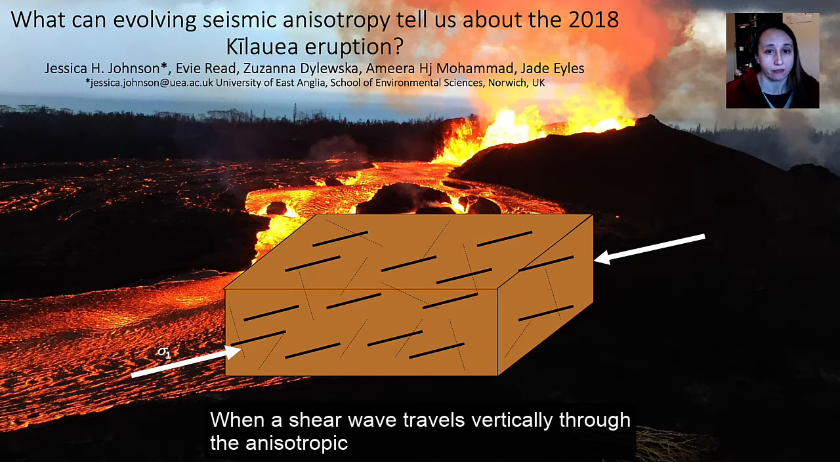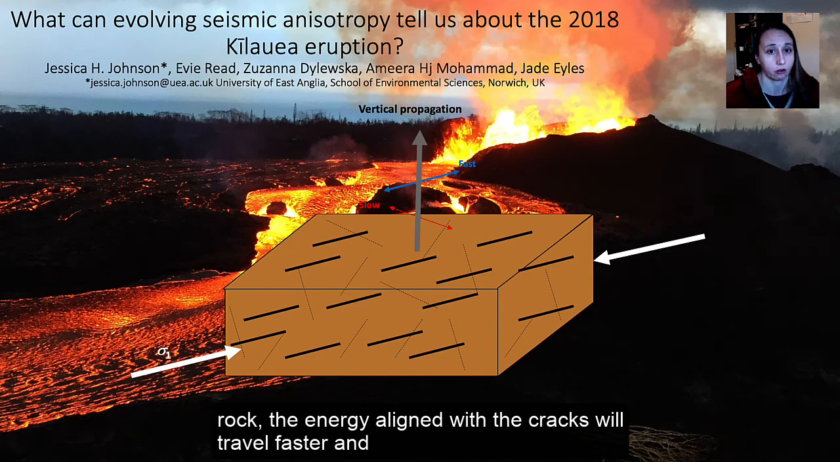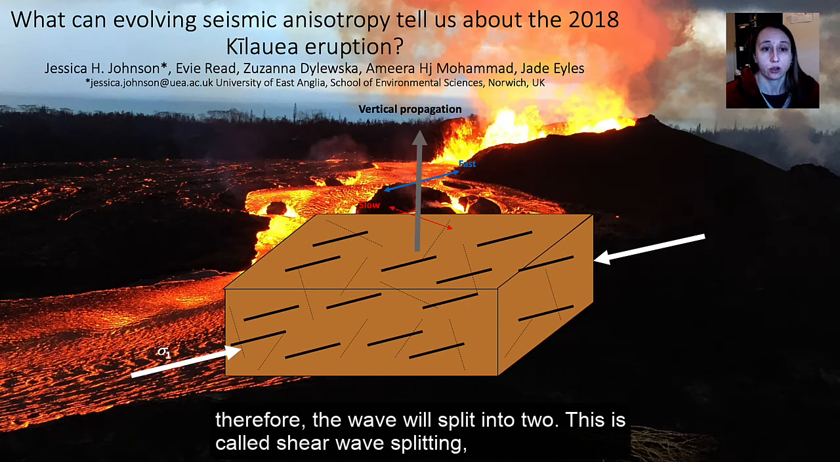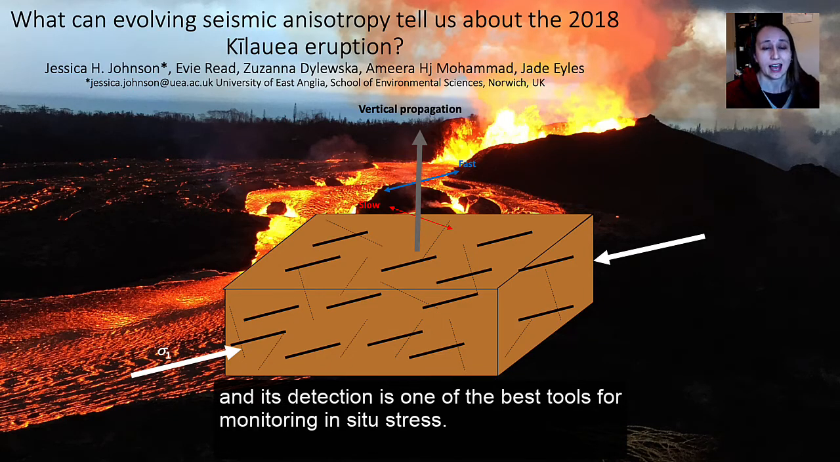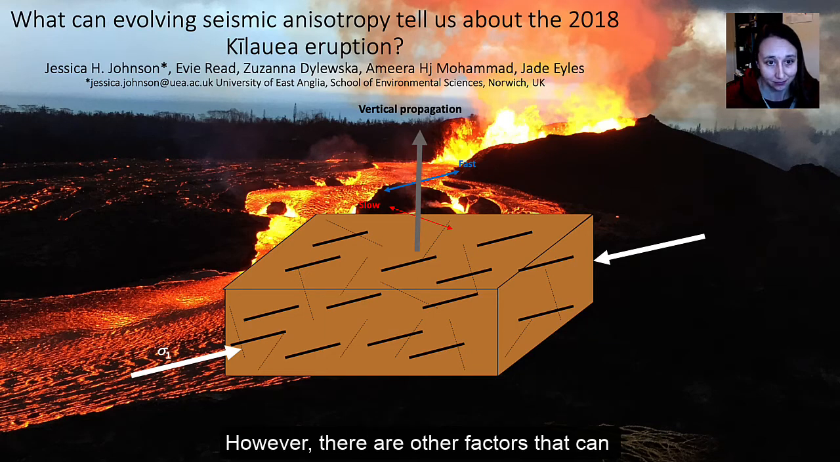When a shear wave travels vertically through the anisotropic rock, the energy aligned with the cracks will travel faster, and therefore the wave will split into two. This is called shear wave splitting, and its detection is one of the best tools for monitoring in situ stress.